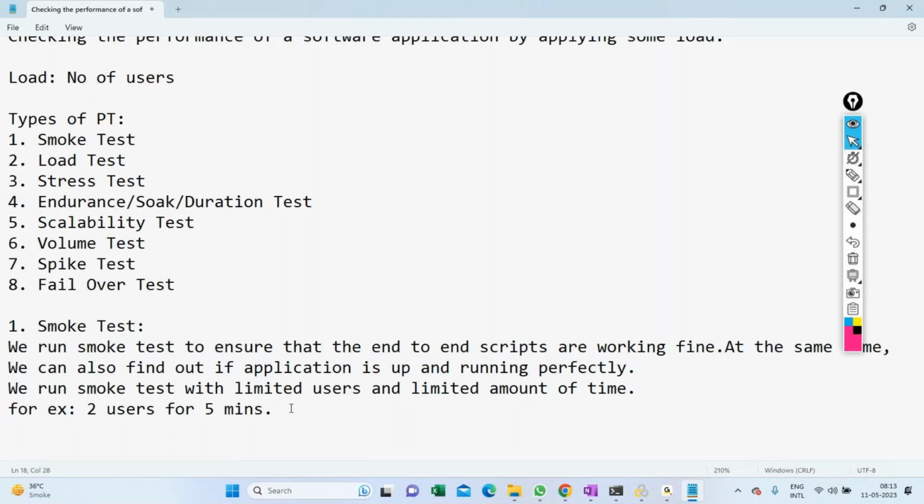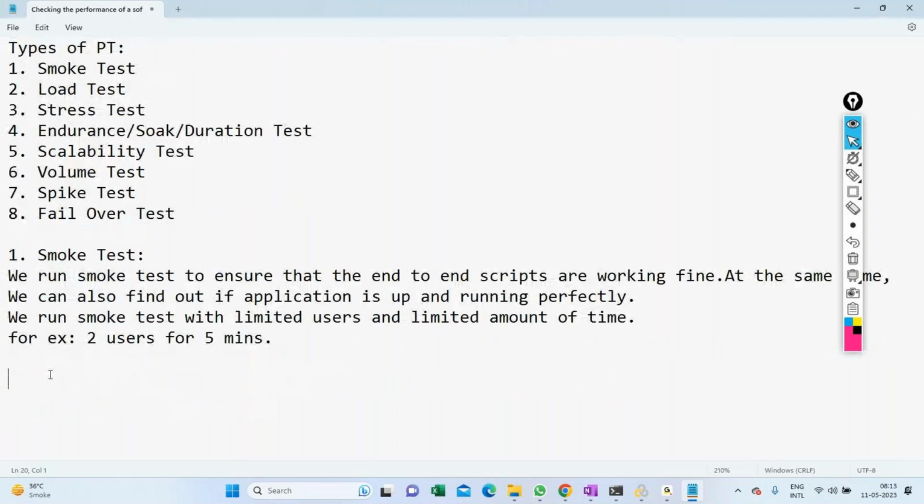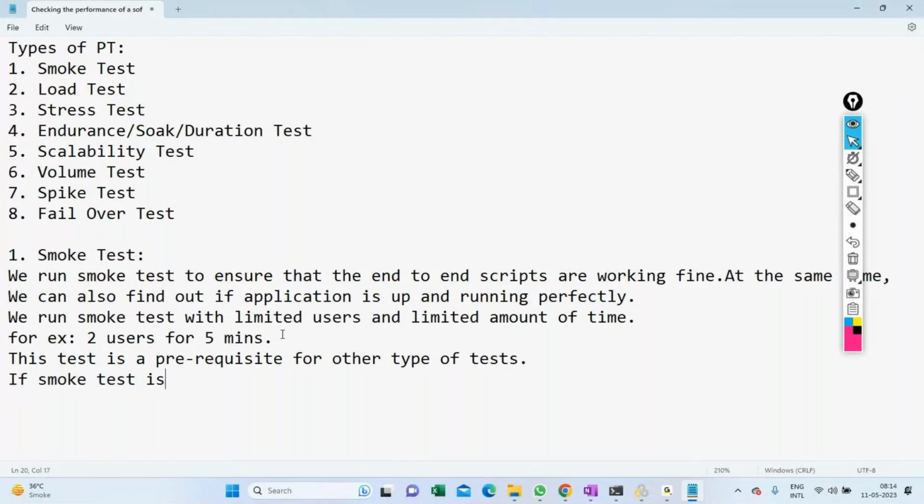So this is a very first test that we do. Okay. So this is a prerequisite. You can say this test is a prerequisite for other types of tests. It means before you run any other type of test, you have to do smoke test for sure. If smoke test is failed, then you cannot run other tests at all.